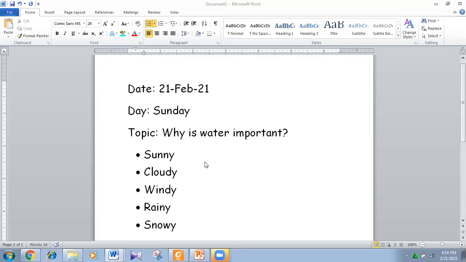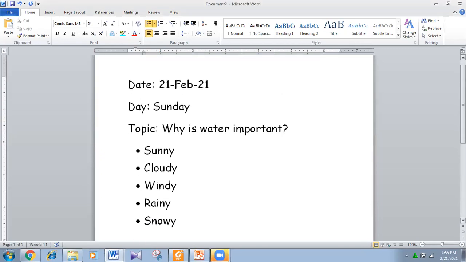So the weather in snowy is very cold. In sunny, it is hot. Cloudy, it is good. Windy, sometimes it is good, sometimes it is not good. Like rainy. If it is not raining too much, we can bear. But when it is raining heavily, it is not good. So these are five weathers. So now we are going to write sentences.